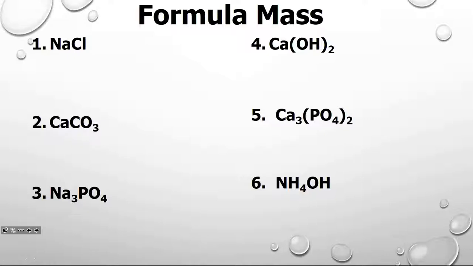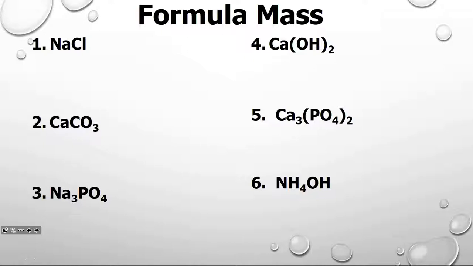Okay, so the next thing we need to be able to do is formula mass. Formula mass is very easy. You'll need your periodic table out. If you don't have it out, get it out. You're going to be using it a lot today. If you don't have a calculator, go grab one of mine because you're going to need it today. If you have a calculator, get it out.